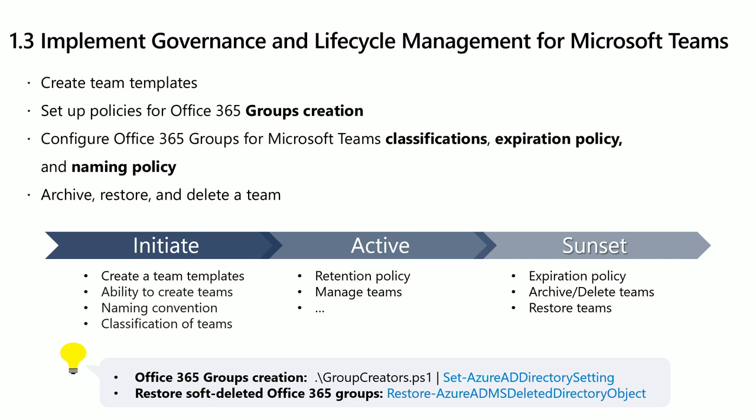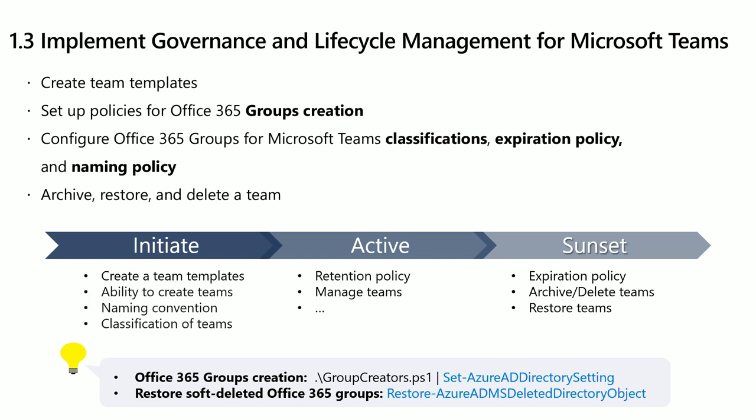We know a team is created based on an Office 365 group. There are many features that you can use for team's governance, such as group creation, classification, expiration policy, and naming policy. So same as lifecycle management. How to manage a team during different lifecycle stages. If a user accidentally deleted a team a week ago, is there still a way to restore the team? What's the solution here?